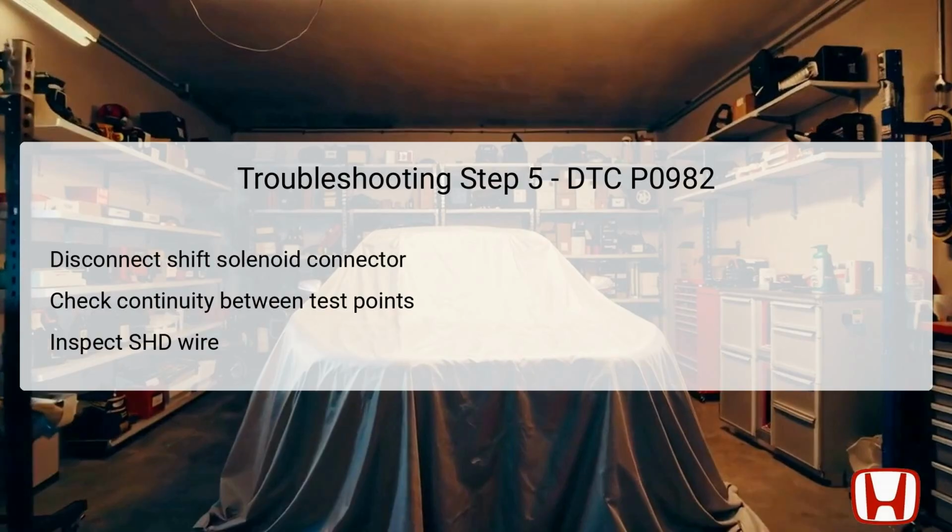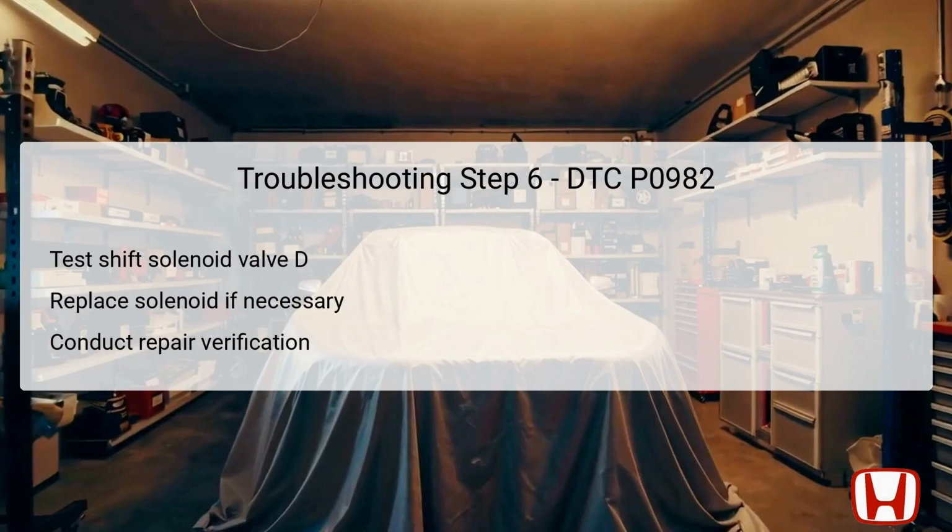If continuity is present, it confirms that there is a short circuit in the SHD wire, necessitating repairs to the faulty section. Should continuity not exist, it suggests that the wiring is in good condition, leading technicians naturally to the next troubleshooting phase, which will examine the solenoid itself for issues.